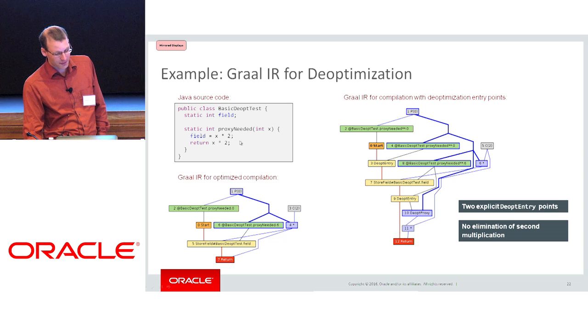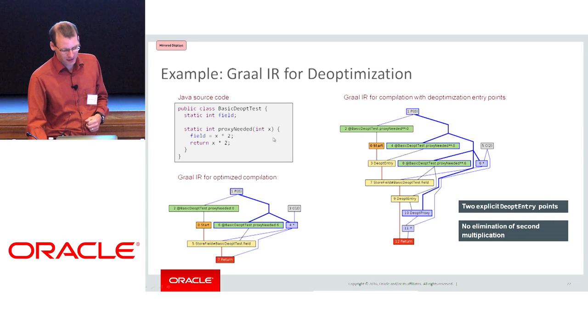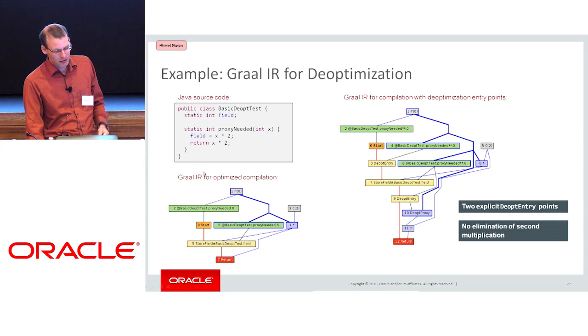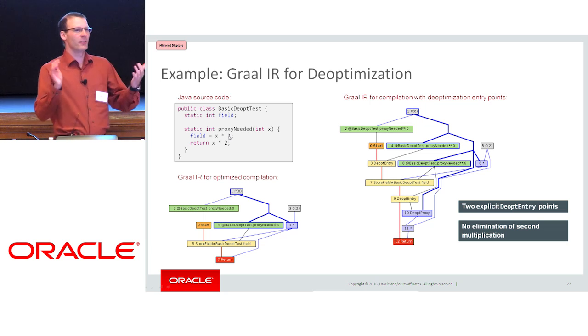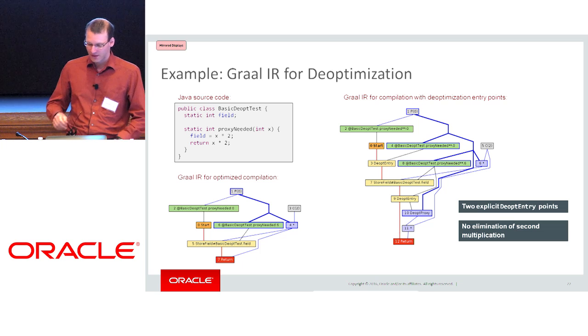really run this multiplication here again, because our Java level frame state only says that we have the parameter x available. So there's no way that during the optimization we can capture and store intermediate results like x times 2 that have not been stored in a local variable. So we have to make sure that we really re-execute that after de-optimization.